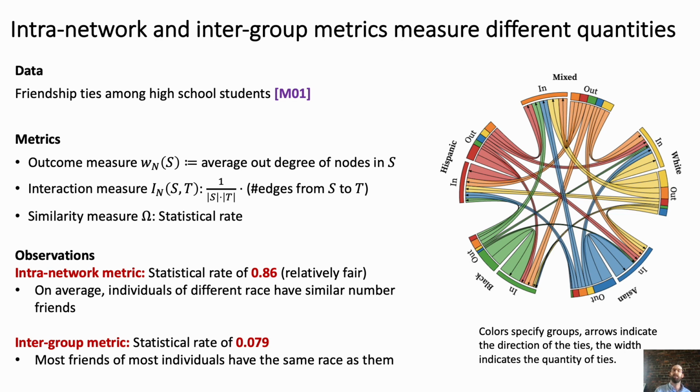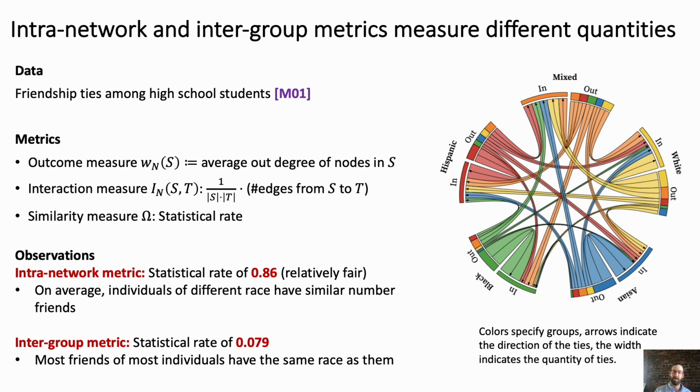We used publicly available network data consisting of friendship ties among high school students. Here we compared friendship ties between different racial groups. For the intergroup metric, we considered the intergroup outdegree as the interaction measure, which is defined as the average number of edges from a node in group I to a node in group J.